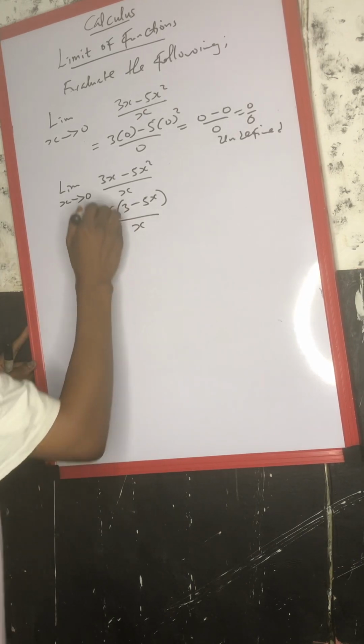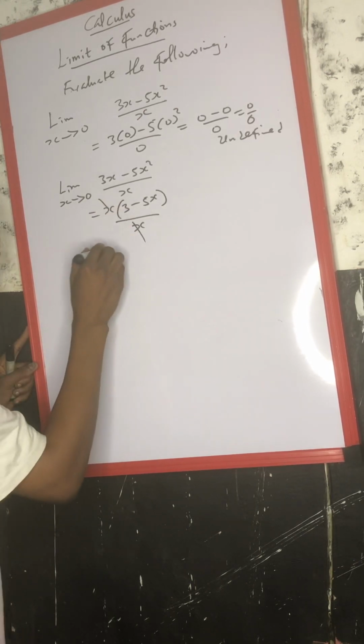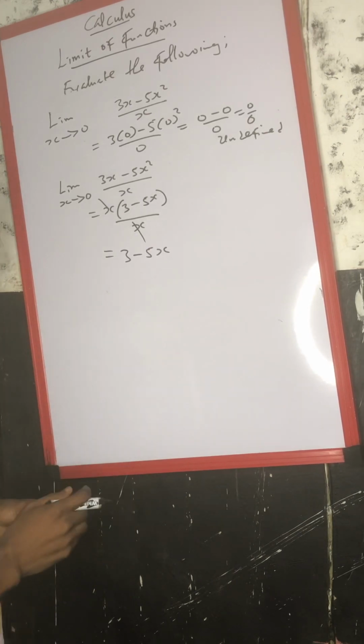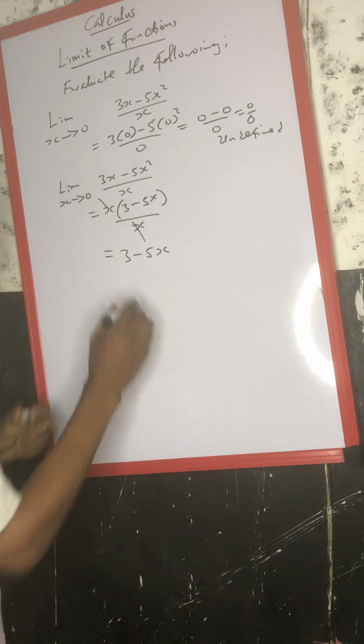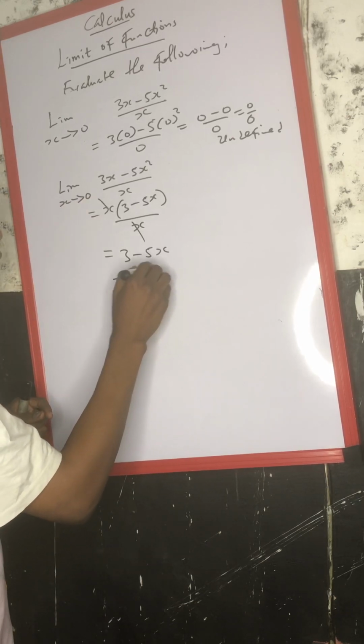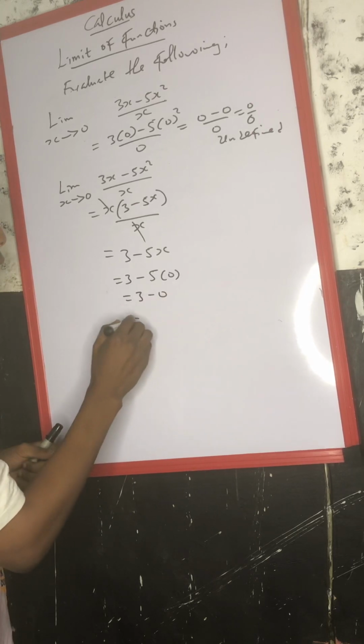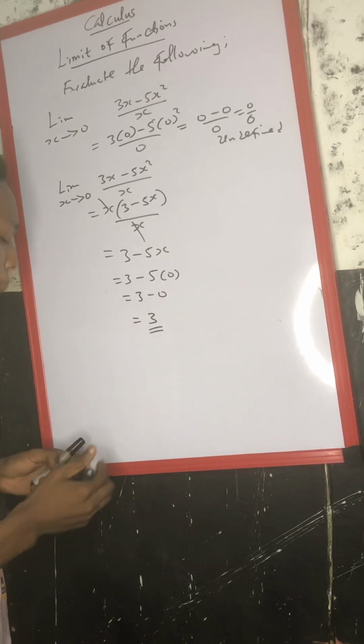So this time around, this can cancel out this. I'll be left with 3 - 5s. And I know what my s is. s is 0. So it becomes 3 - 5(0), which gives us 3 - 0. The answer becomes 3. Thank you.